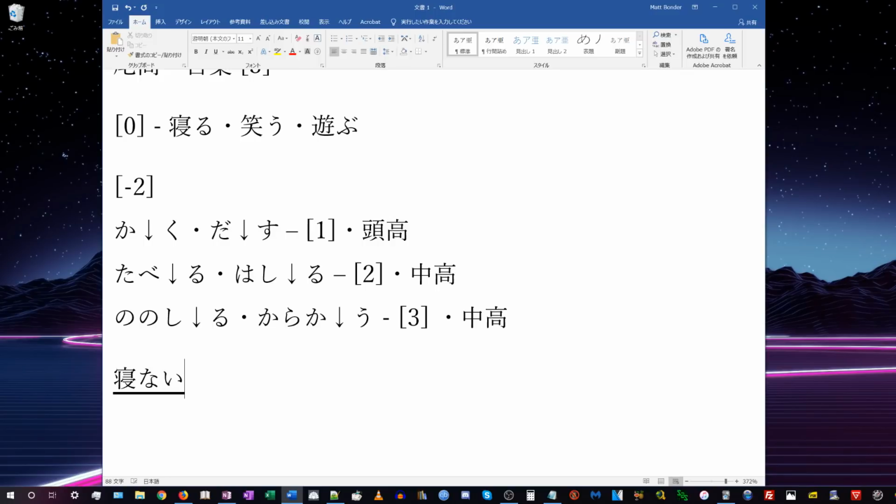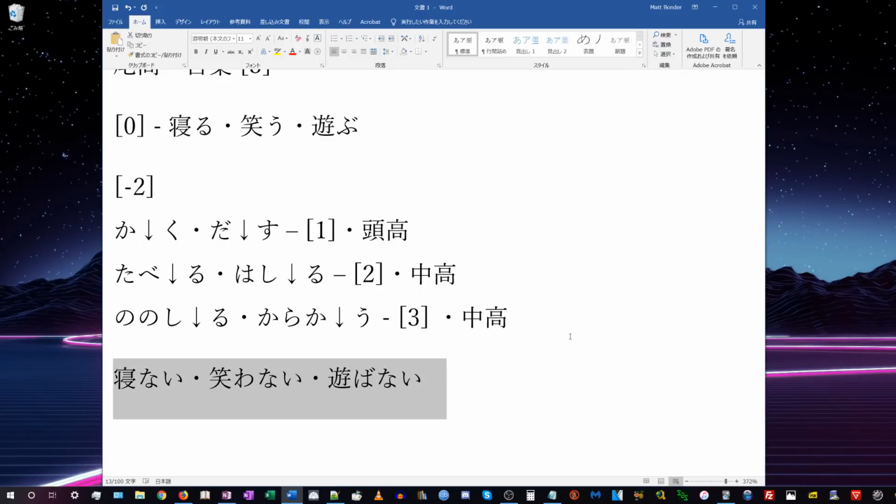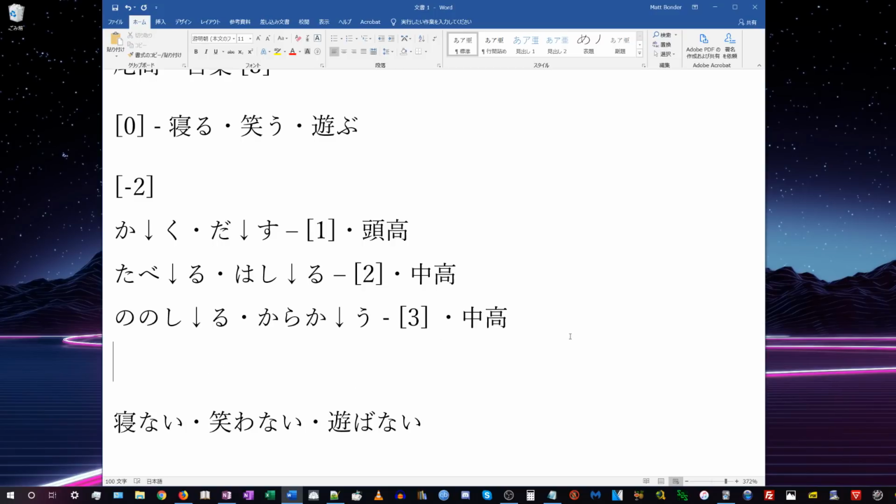So if a heiban verb goes into the nai form, the whole thing stays flat. So nenai, warawanai, sobanai. So the whole thing is going to be flat. And it doesn't matter whether the verb is an u verb or a ru verb or whatever. If it's heiban, then the nai form is going to be heiban.